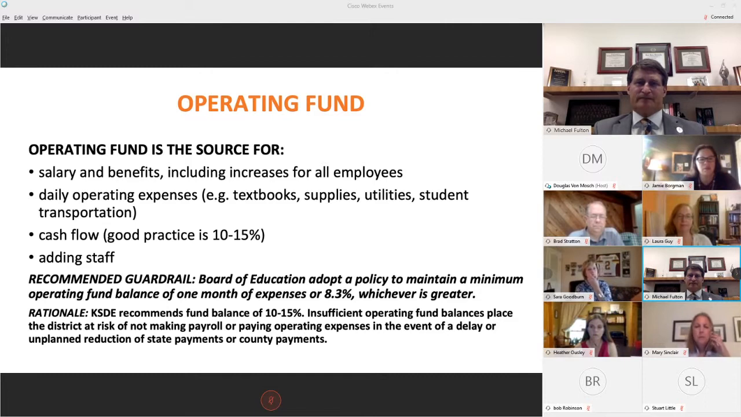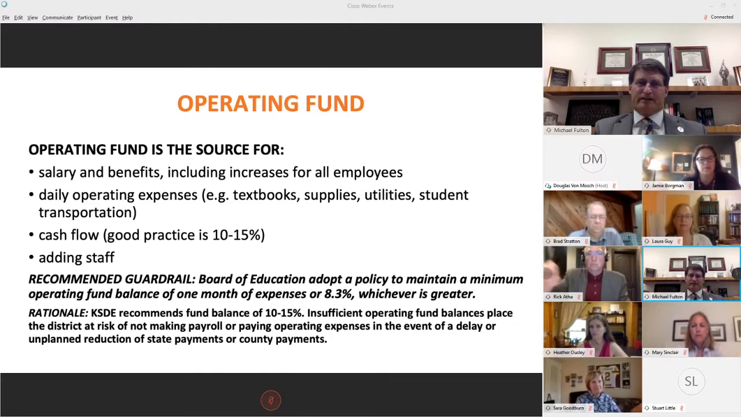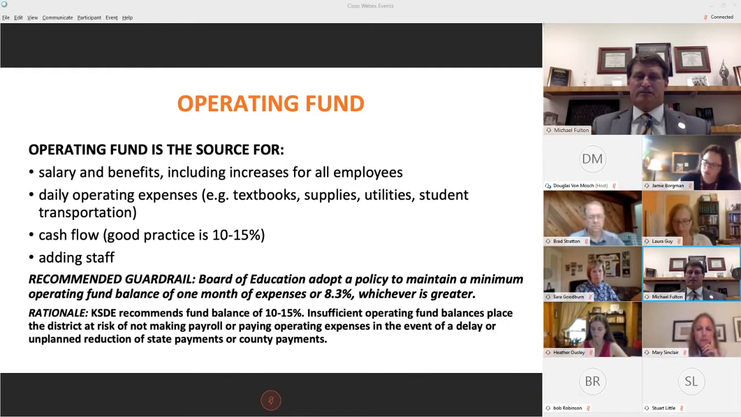And by the way, when I talk about minimum fund balances, I want to underscore minimum. It would be ideal to have more than 8.3% minimum fund balances. It would be prudent to do so. What we're saying is, don't go below this, because surprises like pandemics or shortfalls in state funding happen. Sometimes you can anticipate them. Other times you can't.